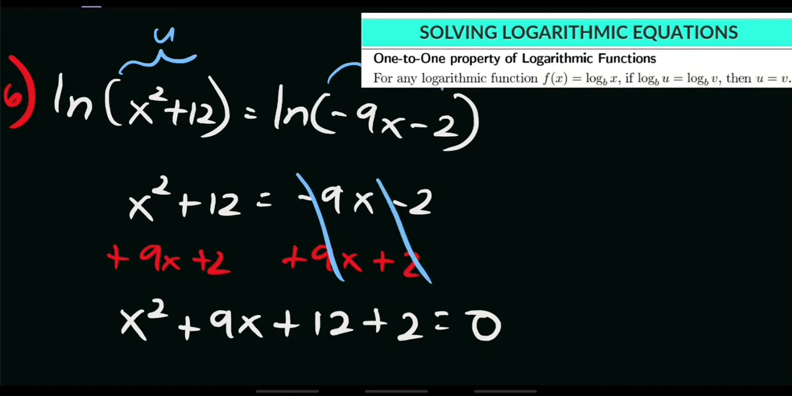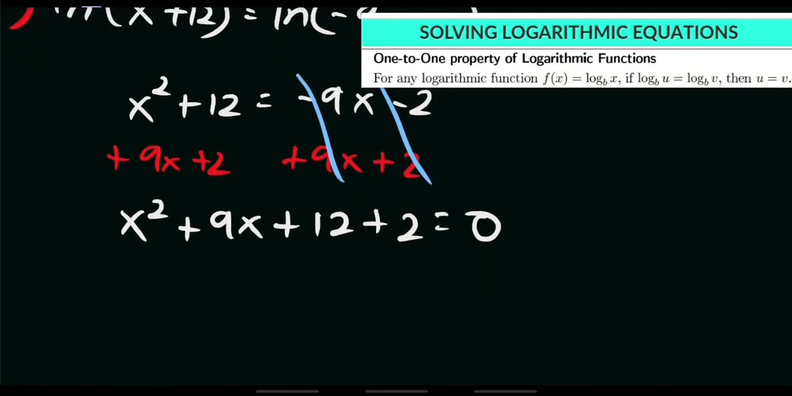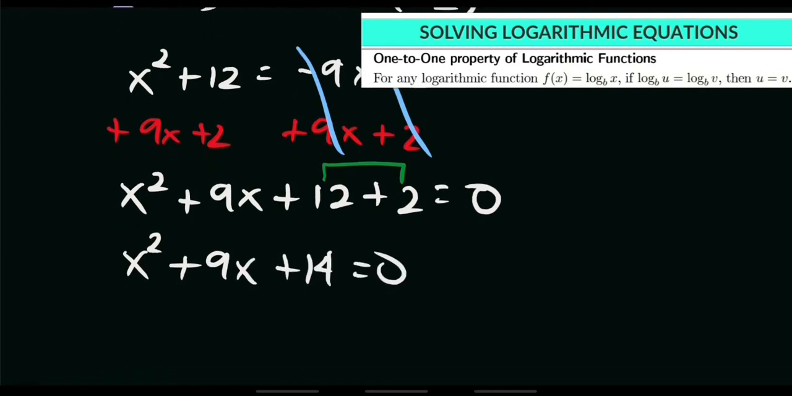Okay, so let's combine like terms. I think we have these like terms: we have this 12 and the value of 2. So let's simplify. It will give us x squared plus 9x plus 14, and that is equal to 0. Right, so since we have this given expression, our next task is to solve for the values of x.